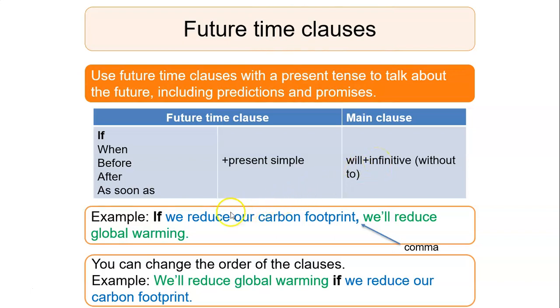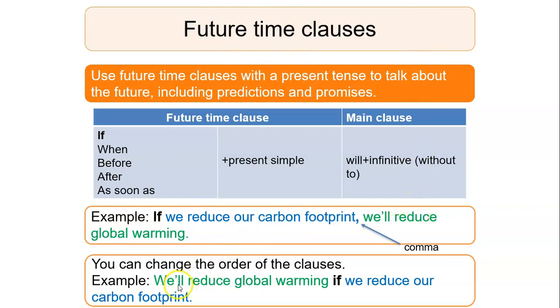For example, if we reduce our carbon footprint, so we have if and the present simple, if we reduce our carbon footprint, and then, if we start with the future time clause, we should have a comma, okay? Then the main clause, will reduce global warming. So we have will, but in the contraction, we'll, then the infinitive without to, reduce global warming.